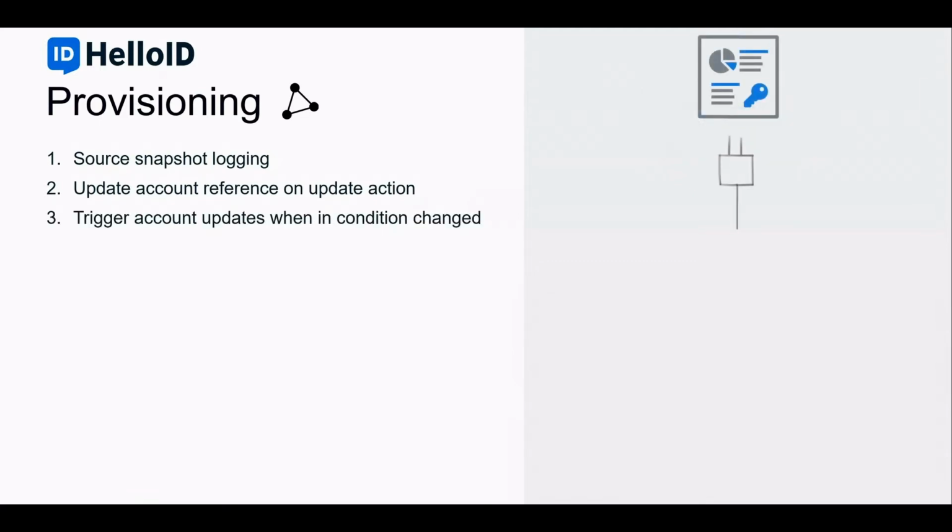Thirdly, trigger account update when in condition is changed. Currently, an update event was only triggered in case a person was changed, which was related to the source data of a person attribute or contract attribute on the person, which has been modified. With this release, we also trigger the update event when enforcing the business rules and in case the in-condition parameter for a person is changed based on the contract data that's being used for the enforcement.